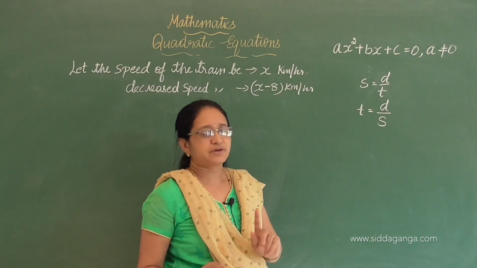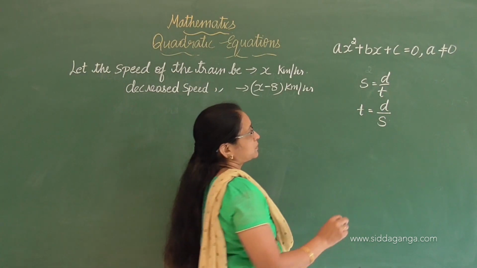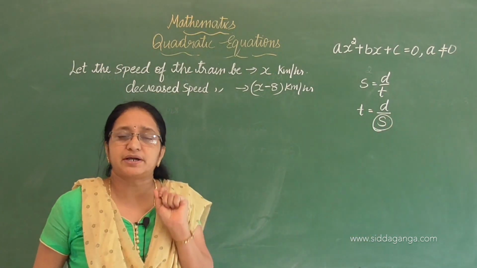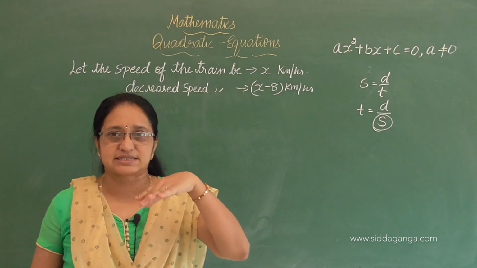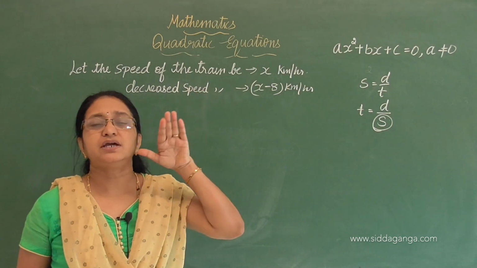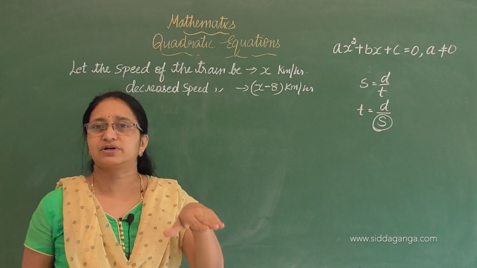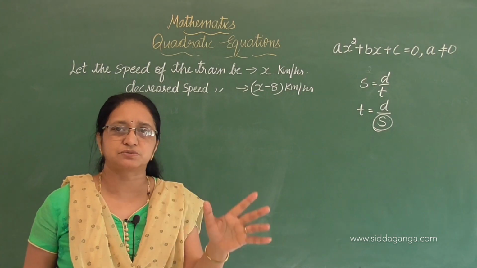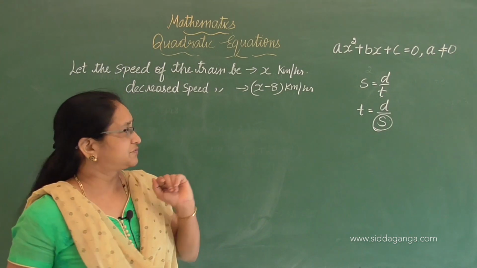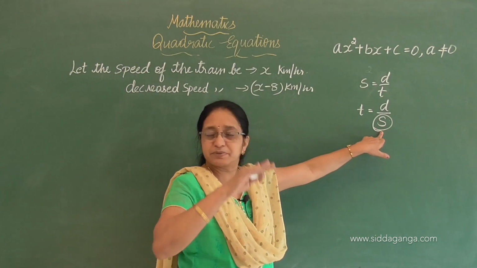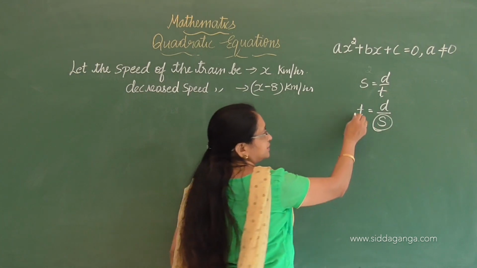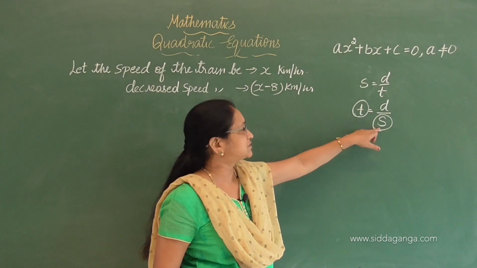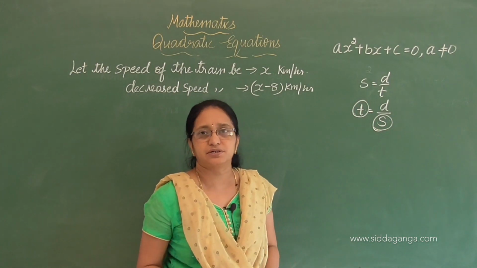Now, listen very carefully. If suppose speed is less, what will happen to the time? If speed is less, the time will be increased. You should never forget this. This will help you for all the chapters, that is linear equation in 2 variables and also for this chapter. So, if speed is less, definitely time will be increased, because time and speed are inversely proportional to each other.